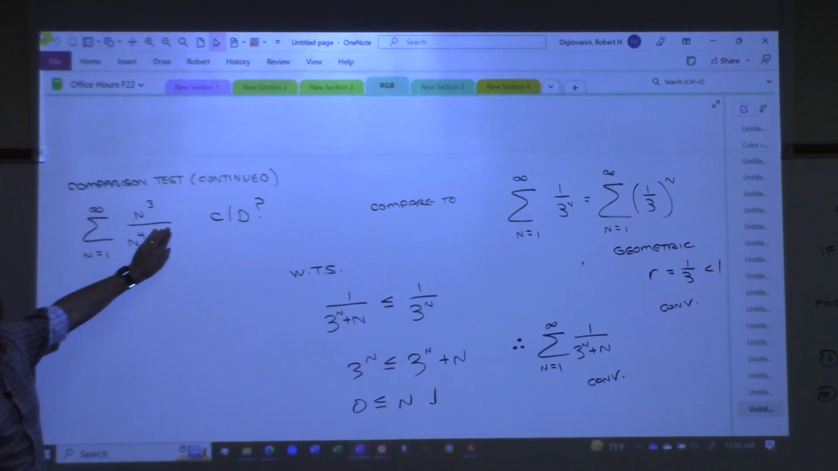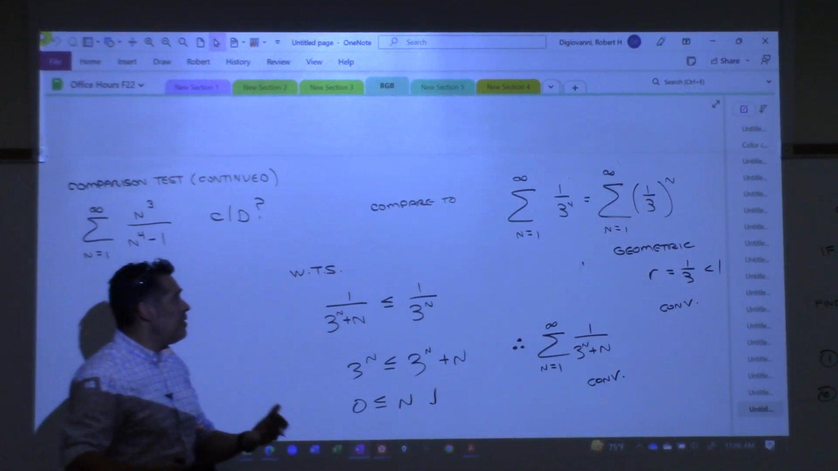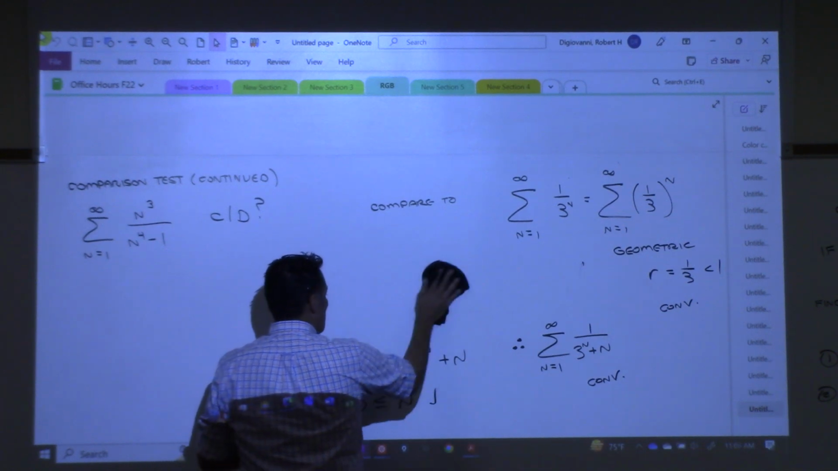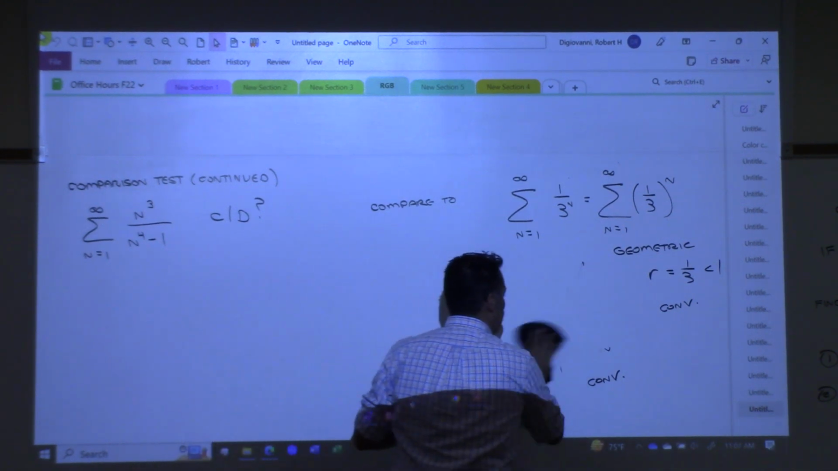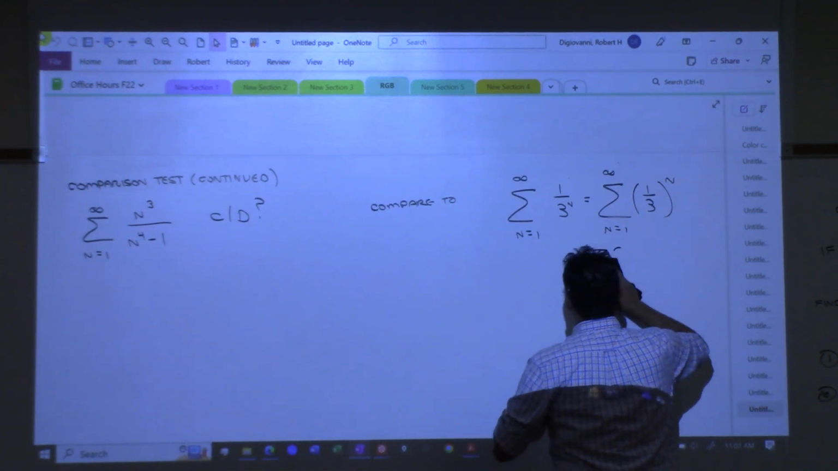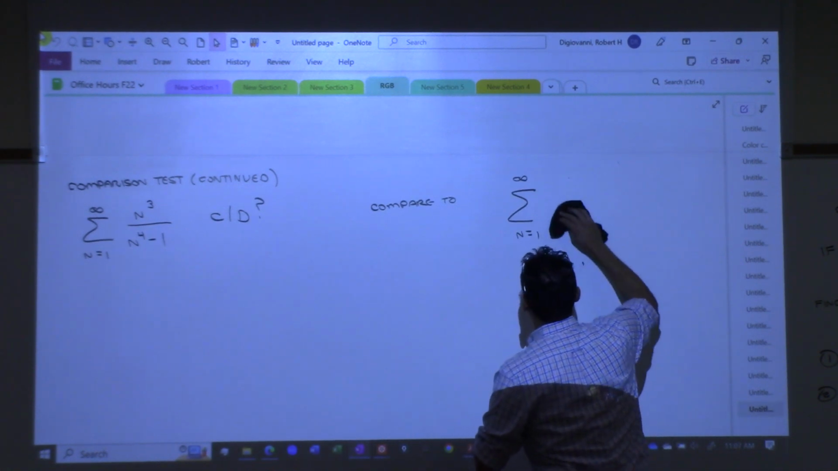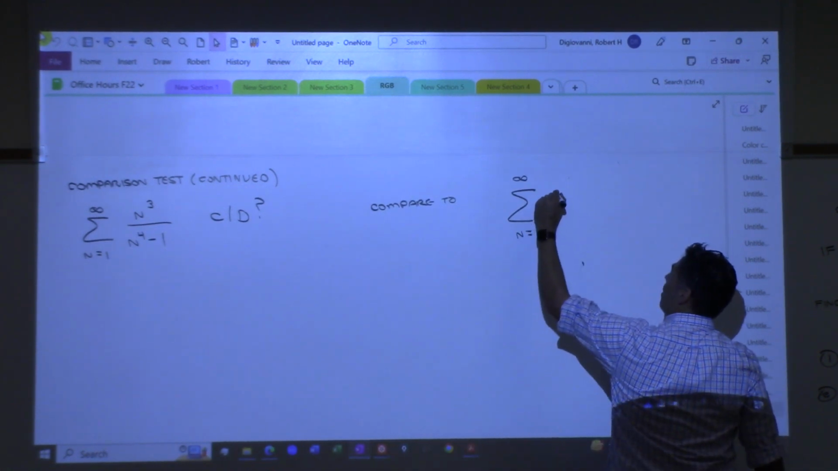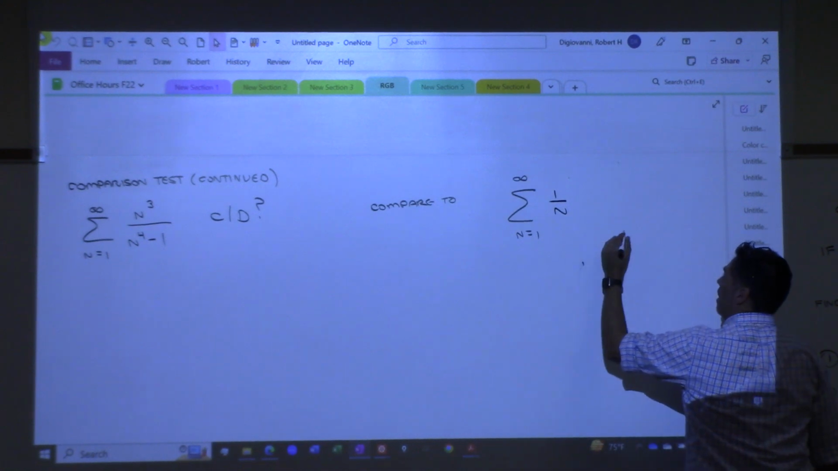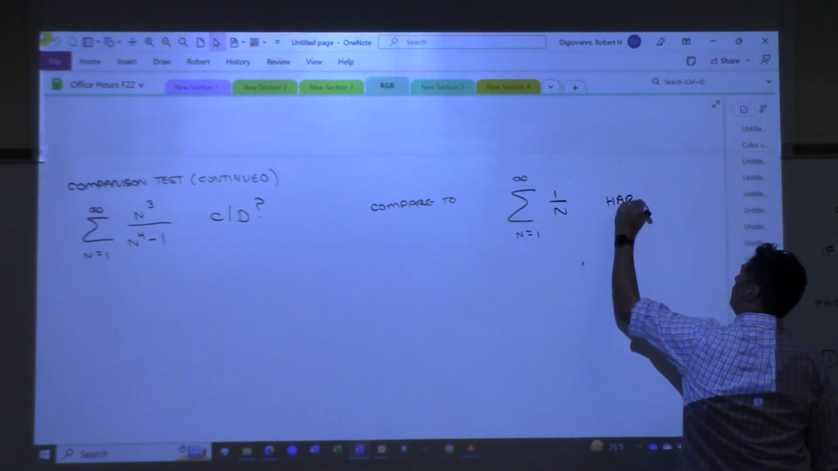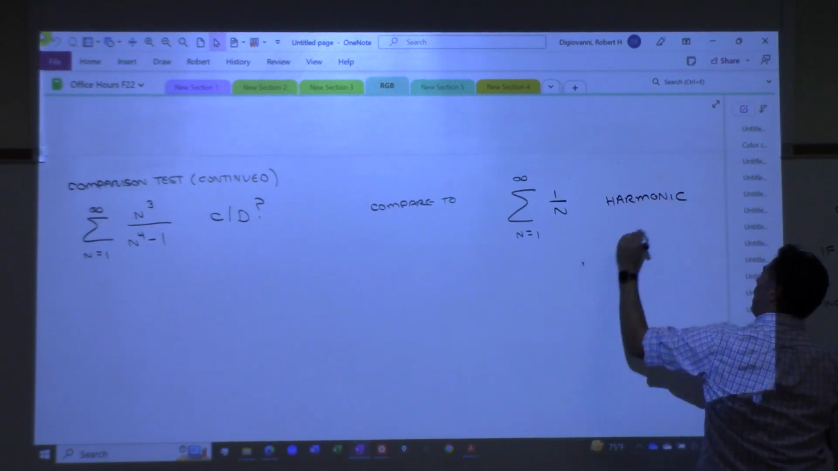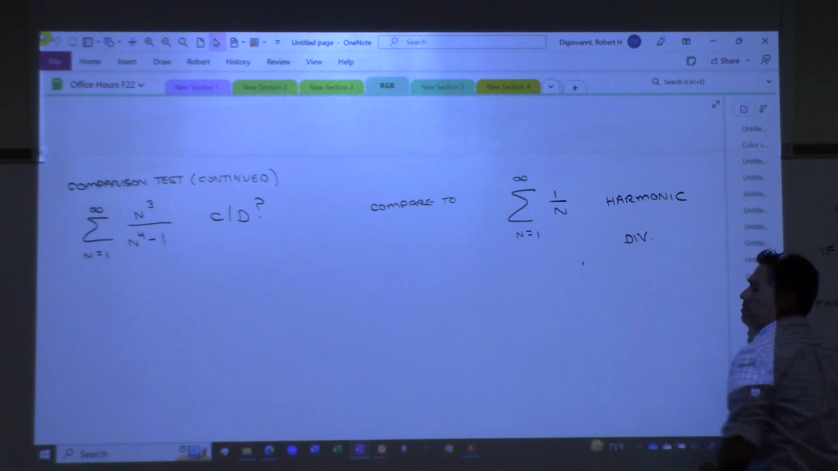1 over n. I have to come up with something to compare it to. That has to come out of my brain. So I'm going to try 1 over n, and it may or may not work, all right? But I'm going to try it. I'm going to compare this to 1 over n. 1 over n is harmonic, and that harmonic series diverges.